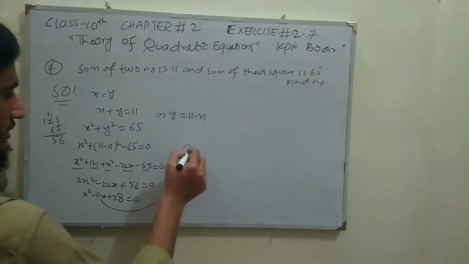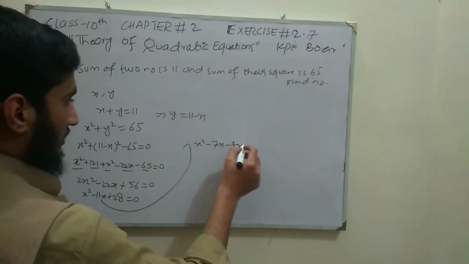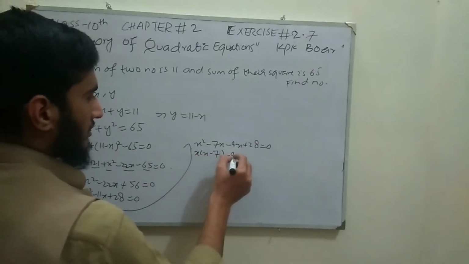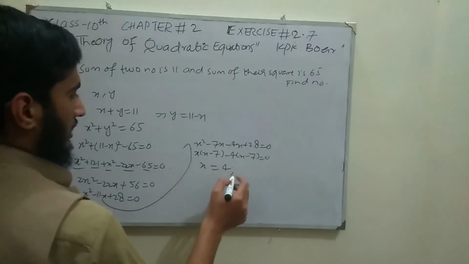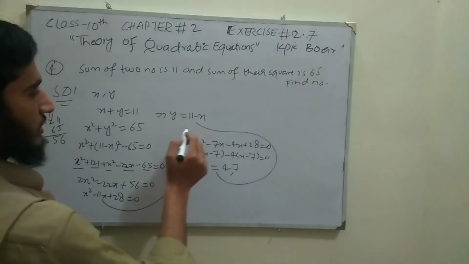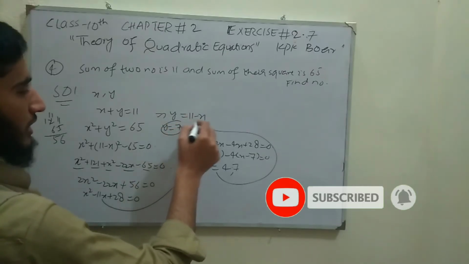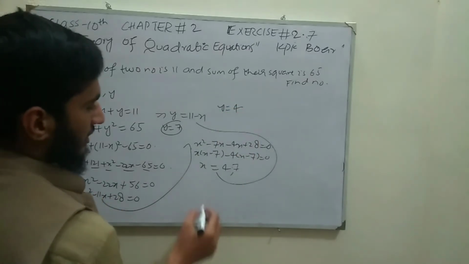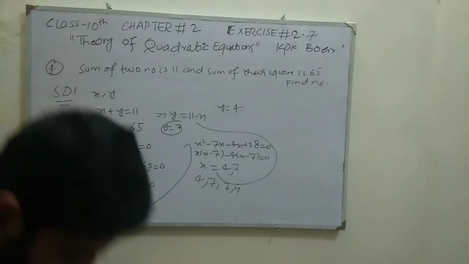Using the factorization method, x square, the two numbers are minus 7x and minus 4x, so plus 28 is equal to 0. Solving for x, the value of x is equal to 4 or 7. Put the value of x is equal to 4 in this equation, so the value of y will be equal to 11 minus 4, which is 7. And if we put x is equal to 7, the value of y will be equal to 4. It means the solutions are (4, 7) or (7, 4) to the given question.